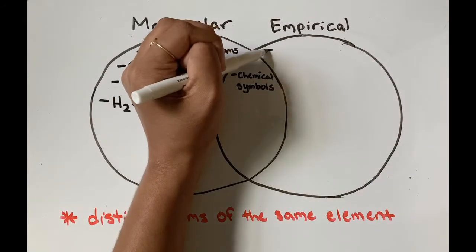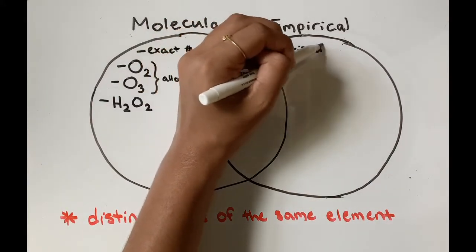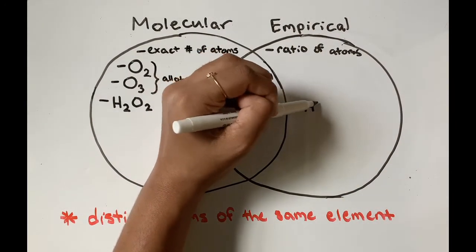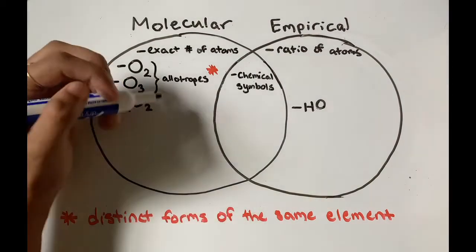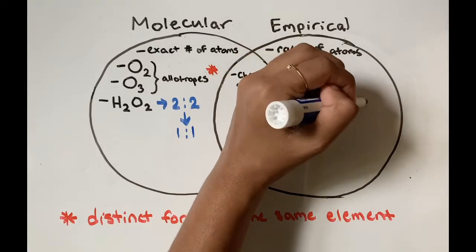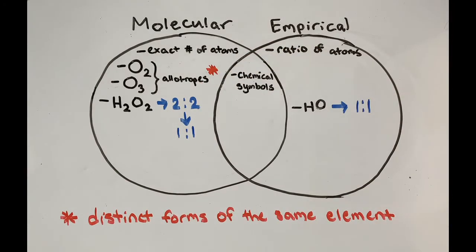Empirical formulas, on the other hand, tell the simplest whole number ratio of the atoms of each element. That means that H2O2 would be simplified to HO. Both formulas show that hydrogen and oxygen have a 1-to-1 ratio, but the empirical formula makes it more clear. HO doesn't make up hydrogen peroxide, but that's just what the molecular formula for it simplifies to.